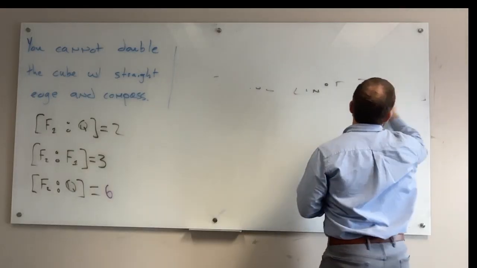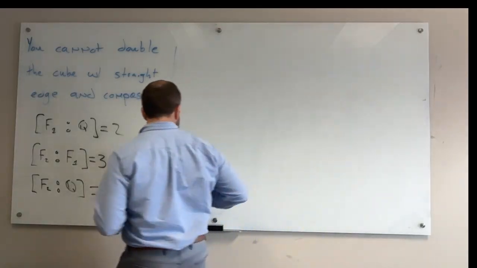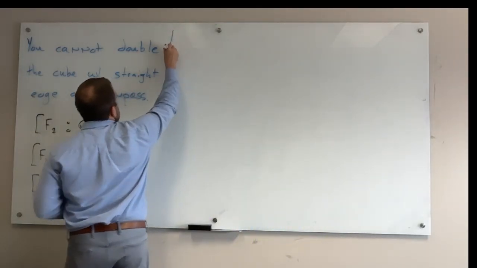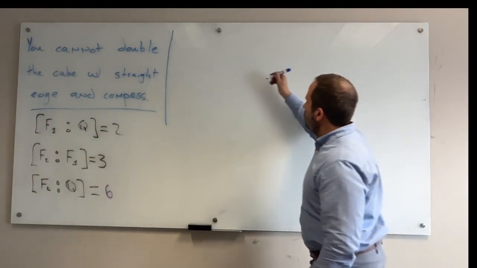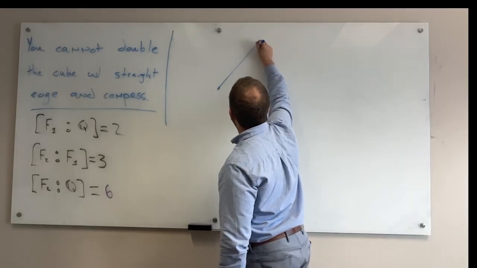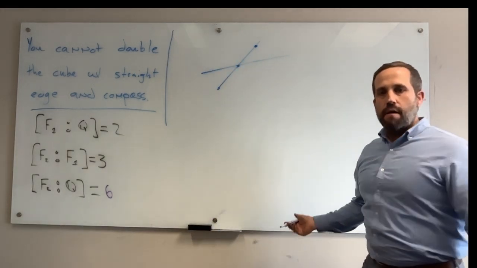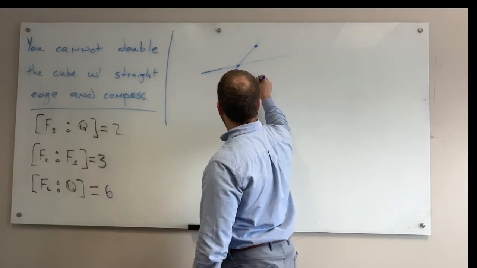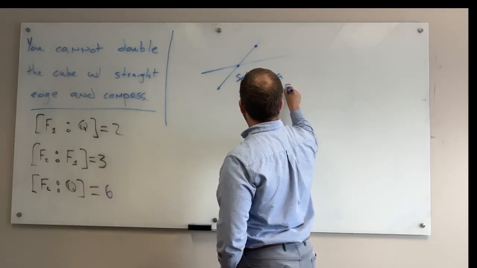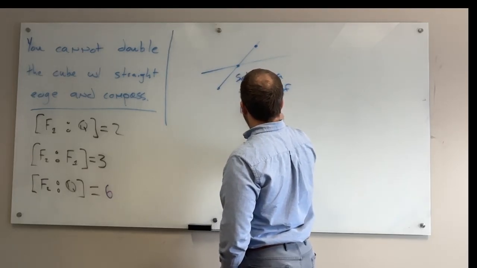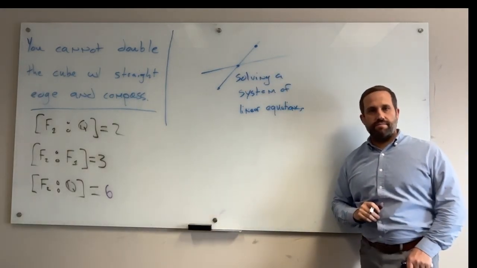What does it mean, algebraically speaking, to construct something with a straight edge and compass? Well, what are you doing when you construct something with a straight edge? You're basically drawing a line between there and there. And so if you draw 2 lines and see where they intersect, then algebraically what you're doing is solving a system of linear equations.